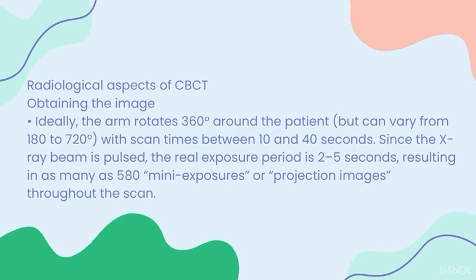The radiological aspects of CBCT are obtaining the image. Ideally, the arm rotates 360 degrees around the patient's head with scan times between 10 to 40 seconds. Since the X-ray beam is pulsed, the real exposure period is 2 to 5 seconds, resulting in as many as 580 milli exposures of projection images throughout the scan.